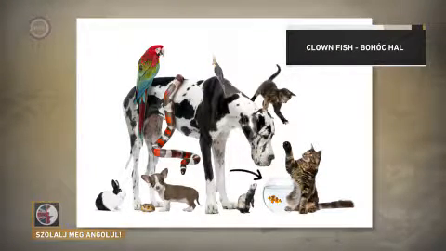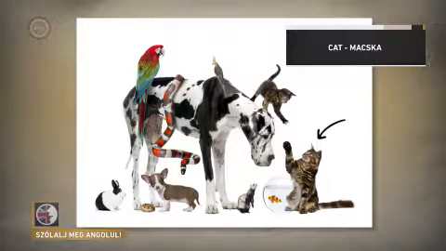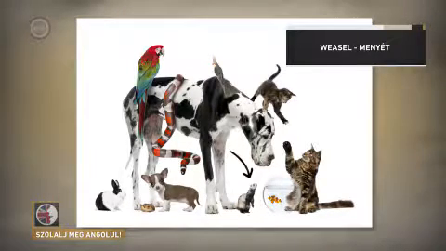The clownfish is in a fishbowl. The cat is sitting on the right of the picture next to the fishbowl. The cat is trying to high-five the kitten, I think. Between the dog and the fishbowl, there's a weasel, I think. Well, it looks like a weasel. I think it's a weasel.